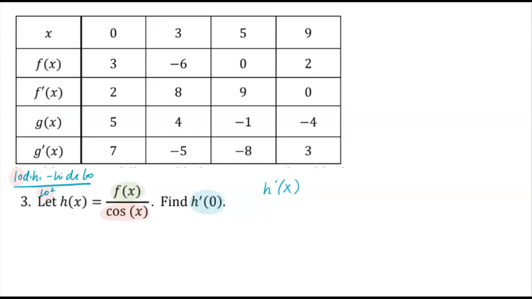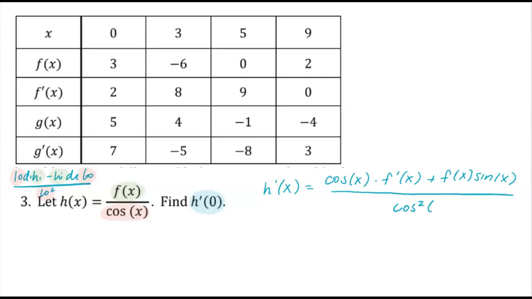Low is going to be my cosine, high is going to be my f of x, and let's get rolling with this derivative. So low is just cosine of x. D high, well, that's going to be f prime of x. Minus high is still f of x. And d low, well, the derivative of cosine is negative sine. So I'm going to go ahead and be cute with this. I'm going to take that negative, and a negative times a negative is a positive. All over low squared, cosine squared x.